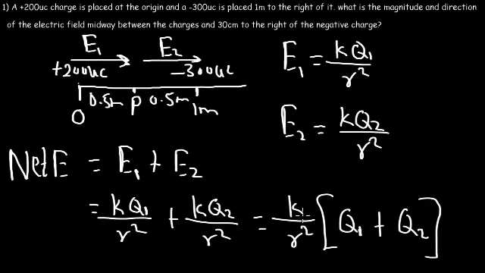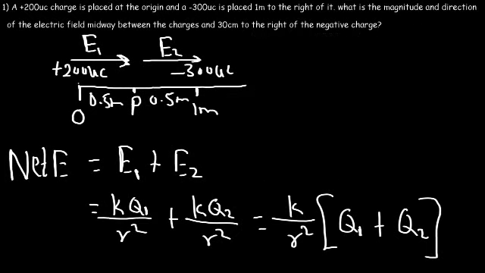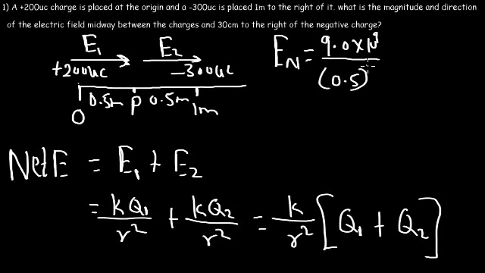So at this point, I can begin the substitution. Therefore, the net electric field will be equal to, the value of K is 9.0 times 10 to the power of 9 divided by the radius, 0.5 meter, so we are going to square it. Then we multiply this with the sum of the first charge, which is 200 microcoulombs. In coulombs, we have to multiply by 10 to the power negative 6.